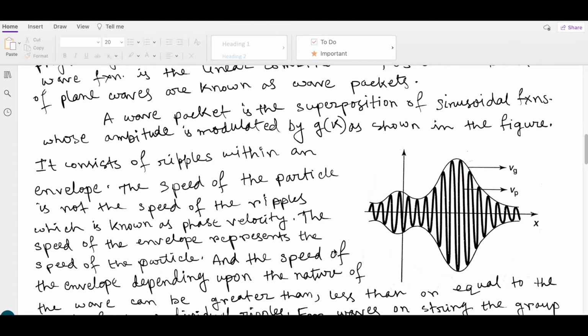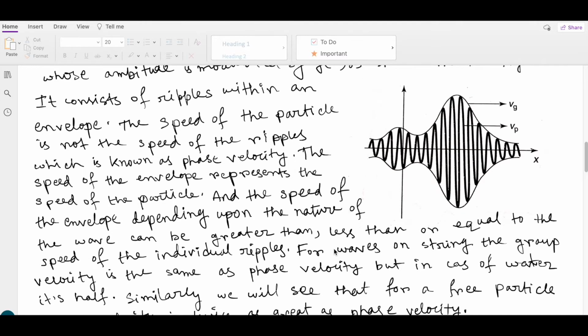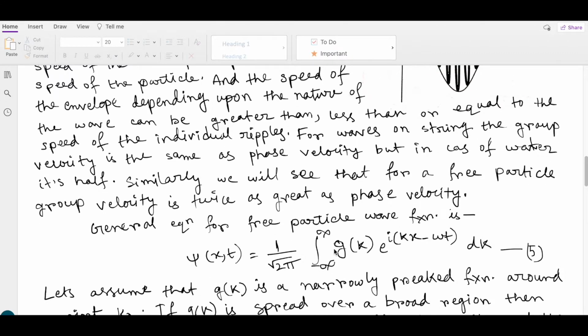And the speed of the particle is not the speed of the ripples. The speed of the ripples is known as the phase velocity, and the speed of the envelope represents the speed of the particle, which is known as the group velocity. The speed of the envelope depends upon the nature of the wave and can be greater than, less than, or equal to the speed of the individual ripples, the phase velocity.